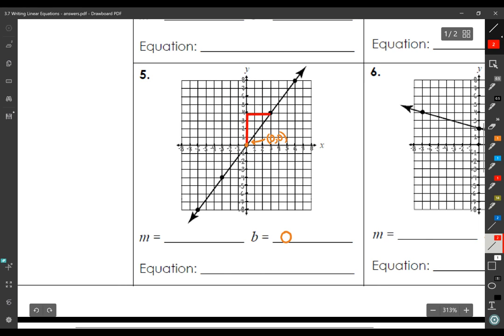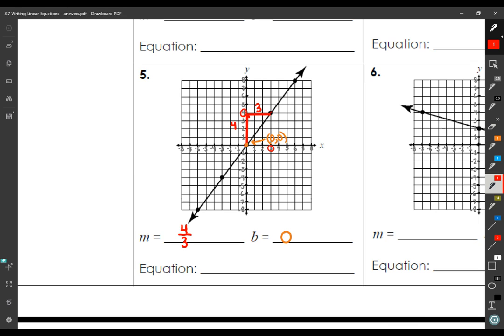So now to find our slope, we're going to want to do rise over run. Okay, so my rise, I start at 0 and I climb all the way up to 4, so that's a rise of 4. And my run, I start at 0 and I go all the way to 3. So that's a run of 3.